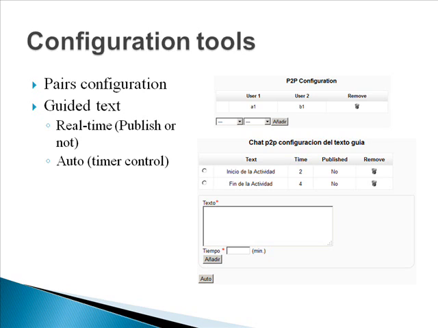Here is a view of the configuration tools. The image on the top presents the configuration tool to set up the pairs of students which will be used in the web chat activity. On the bottom is an image of the configuration tool used to set up the guided text. The text can be set up in real time by the professor or configured beforehand, using a counter to check the elapsed time between application start and the time that it should be presented.